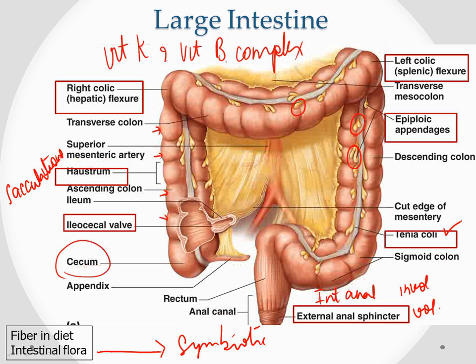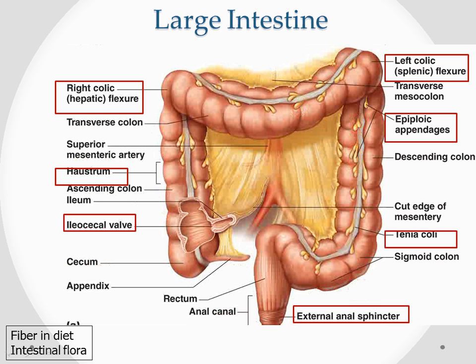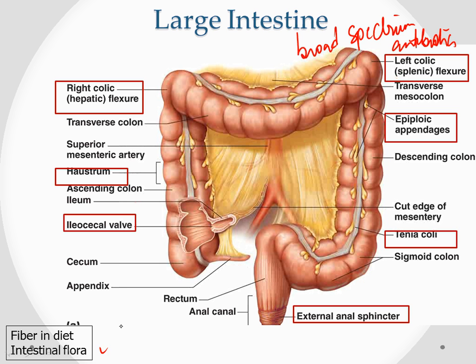So whenever people are on broad spectrum antibiotics, that means antibiotics which act against a number of bacteria, what happens is they destroy this intestinal flora. And so you don't produce B complex, and very often people may end up with little mouth sores, or they may have diarrhea or something like that. And when we talk of probiotics, all probiotics are doing is getting more intestinal flora inside you. So that's one of the important things present in the large intestine.